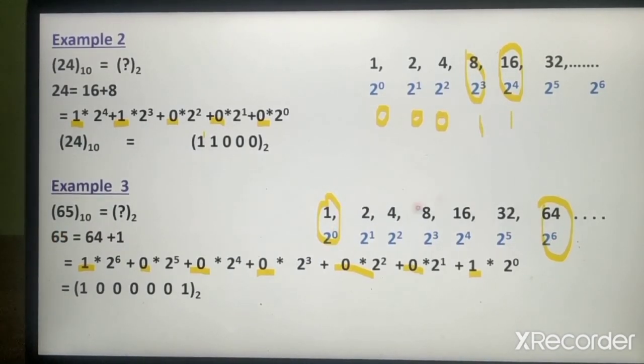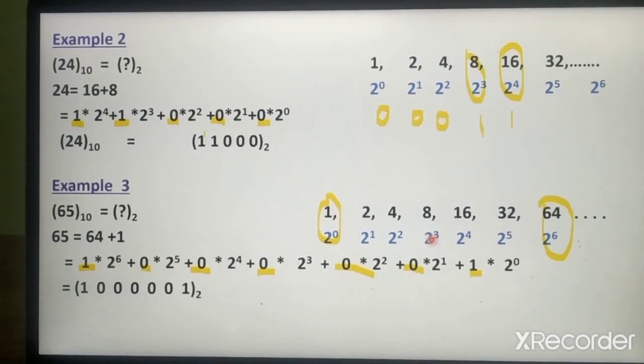For these two numbers only, I write 1 into 2 to the power 6, then 0 into 2 to the power 5 plus 0 into 2 to the power 4, next 0 into 2 to the power 3 plus 0 into 2 to the power 2 plus 0 into 2 to the power 1 plus 1 into 2 to the power 0. Here this 1 is there, so 1 into 2 to the power 0. Finally we got 1000001, which is the binary number for the decimal number 65.